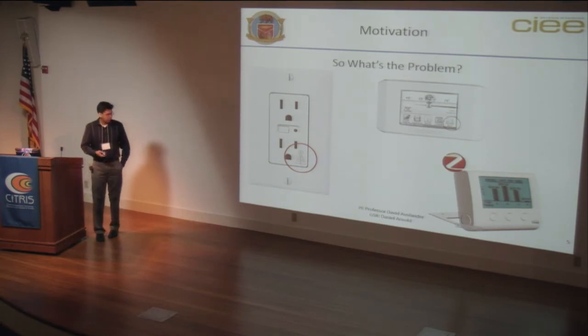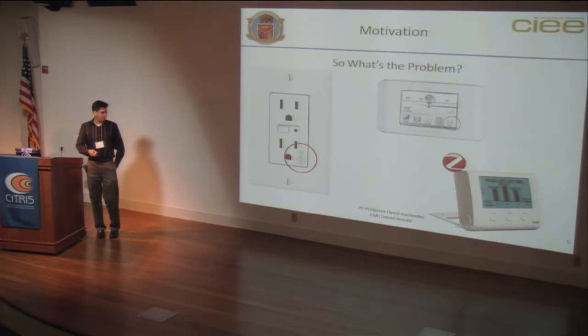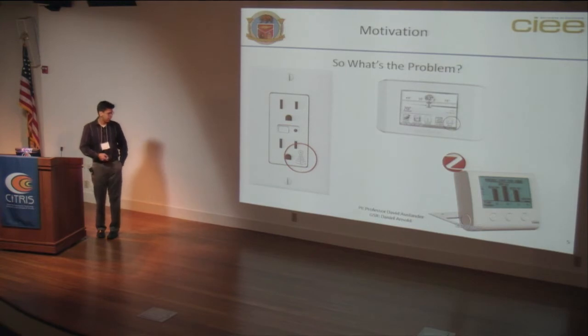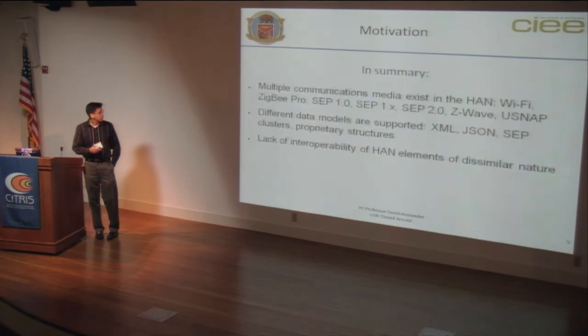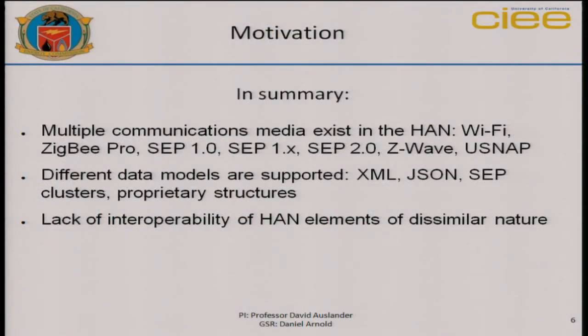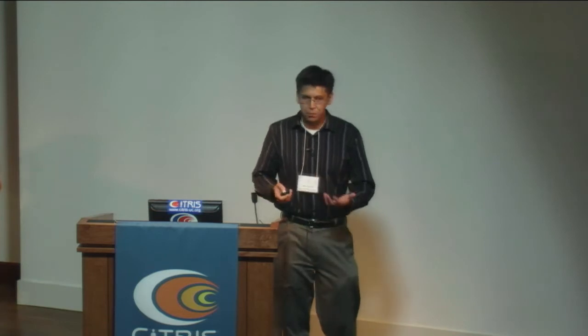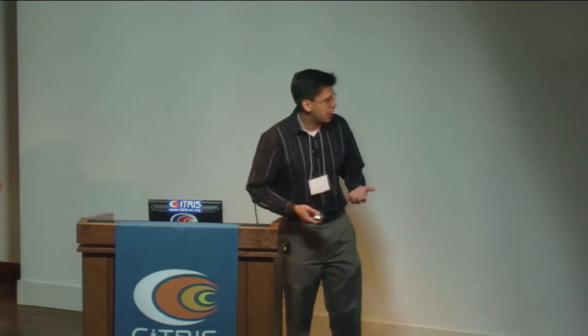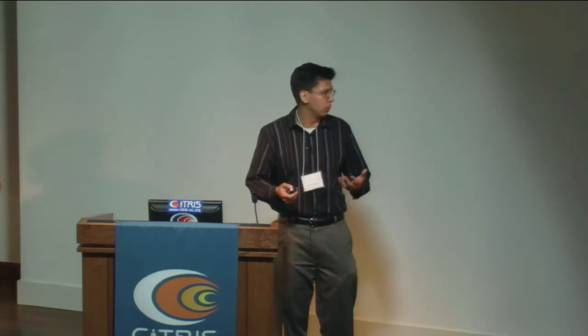And those of us who work in this space are very familiar with the Zigbee Alliance stamp of approval for devices which they incorporate into their smart energy profiles. And this is some device which is displaying the price of energy. So to summarize, within the home area network, multiple communications media exist. You have Wi-Fi, Zigbee, various flavors of SEP perhaps, Z-Wave, and you even have some hardware interfacing standards, USNAP, which are showing up also.